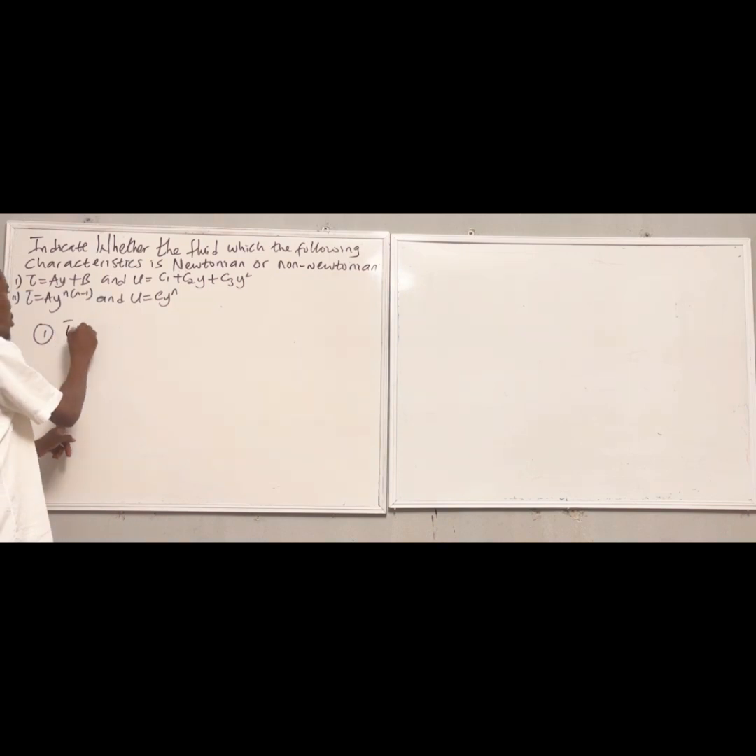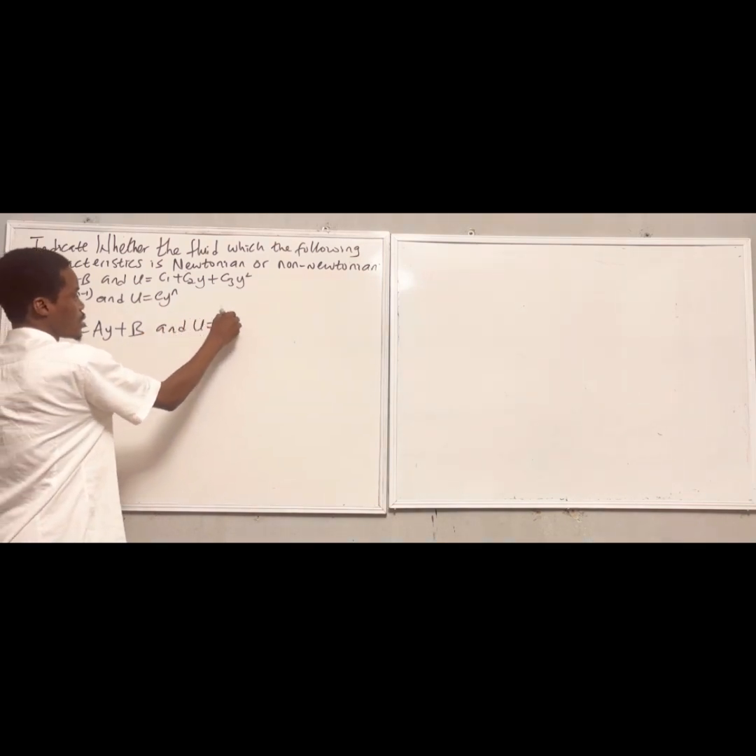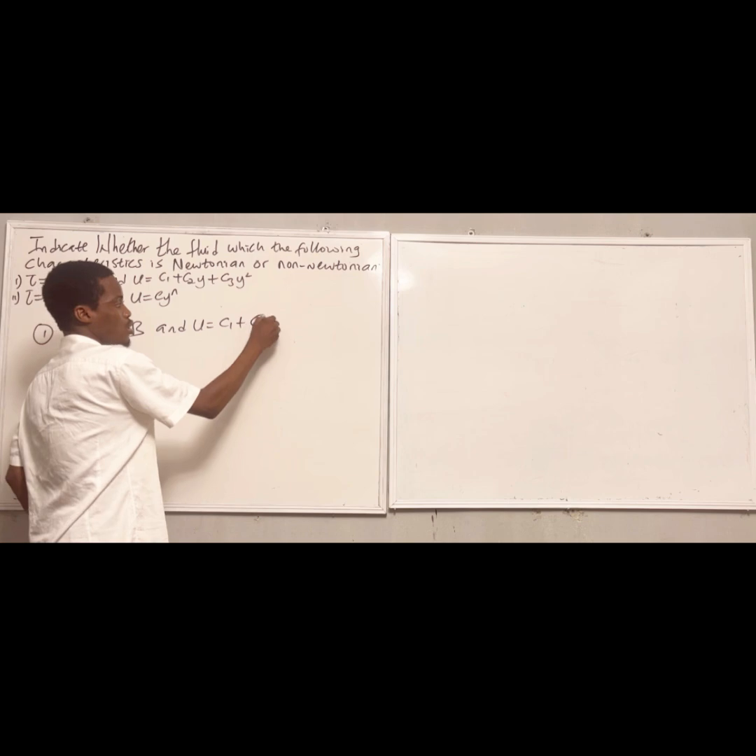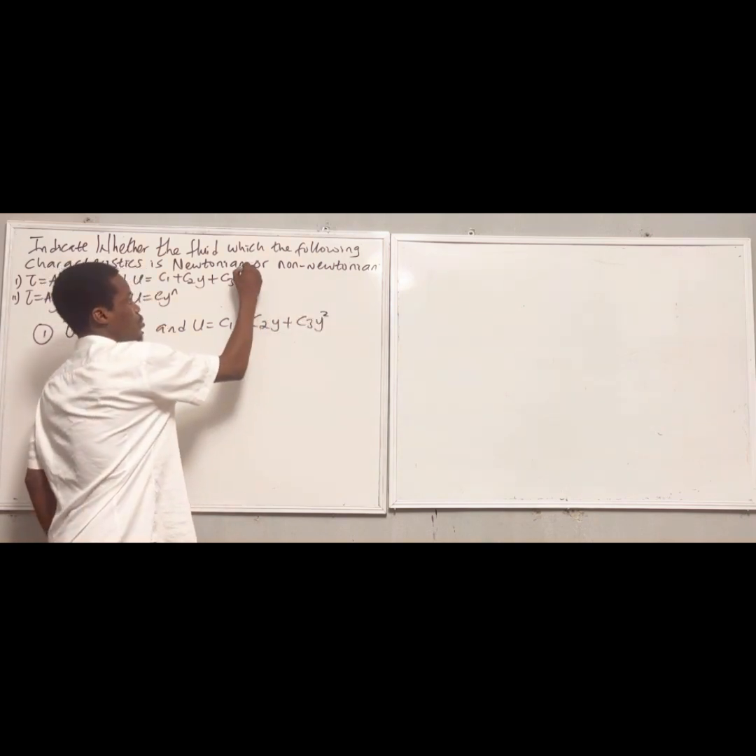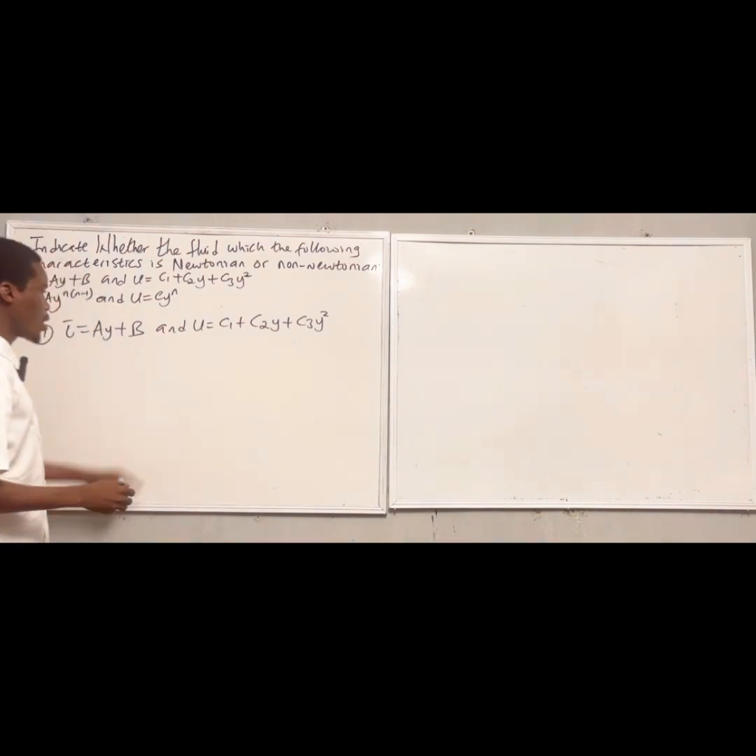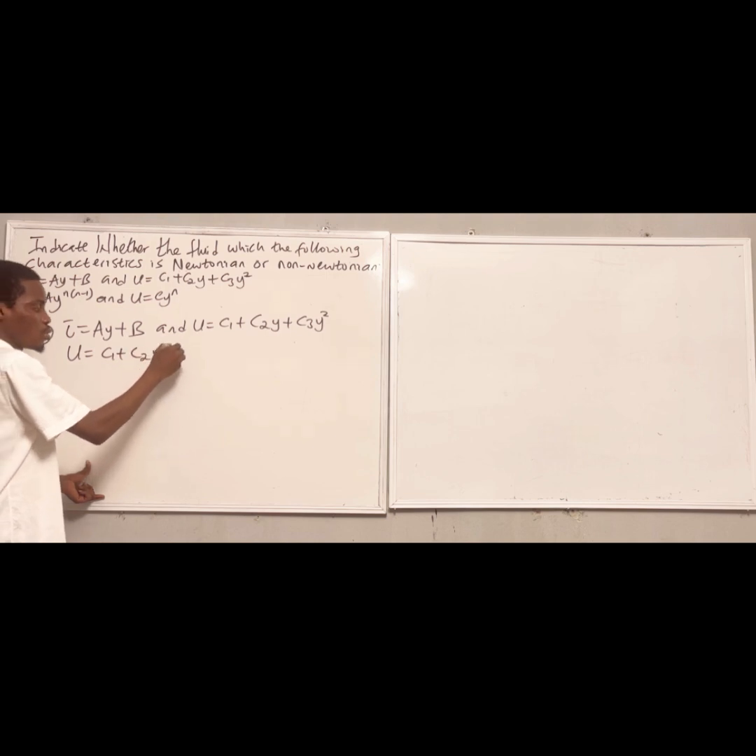We have our shear stress is Ay plus B. So it must satisfy this, and we have U is C1 plus C2Y plus C3Y squared. So let us consider our U. Our U is C1 plus C2Y plus C3Y squared.